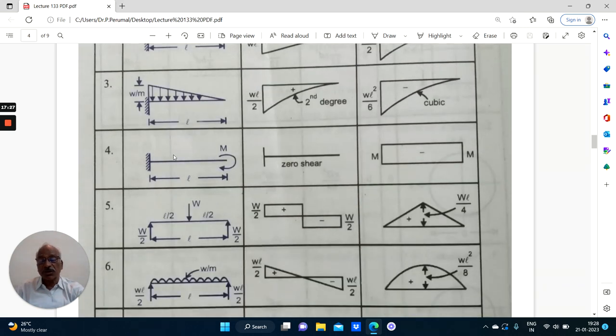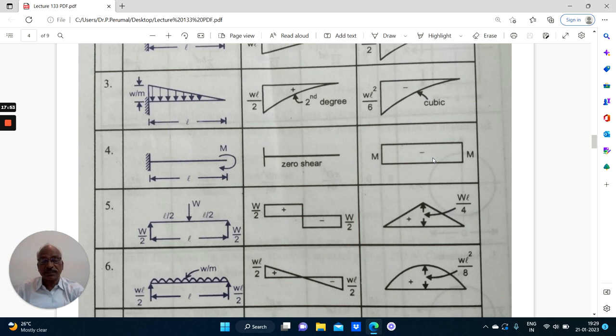Similarly, coming to a cantilever with a moment at the free end, there will be no shear force. Only the bending moment diagram will have M here, M clockwise, and here at the support will have M anticlockwise. So this is the bending moment diagram. Shear force diagram will be zero. That is zero everywhere, right?